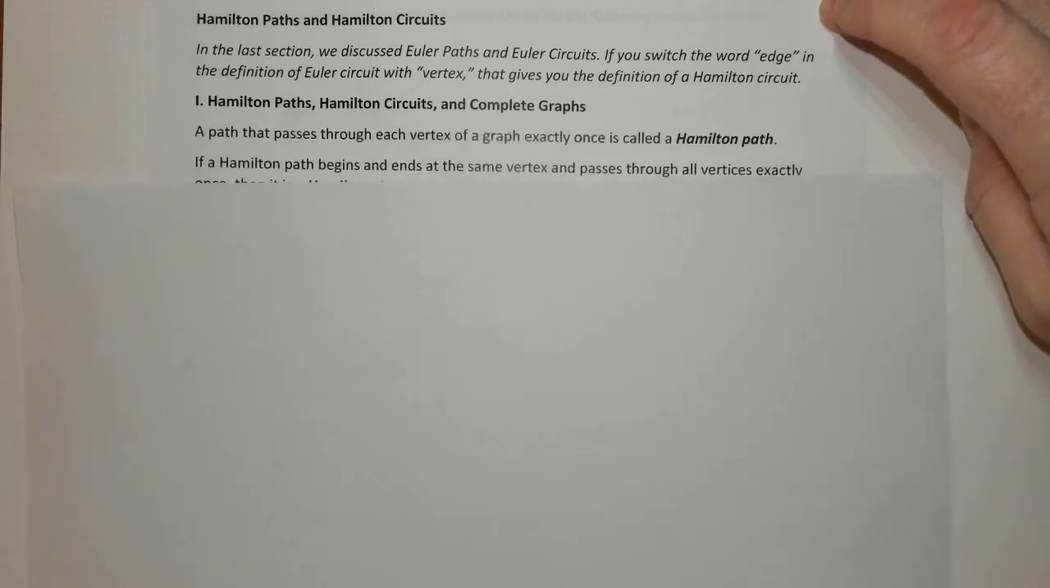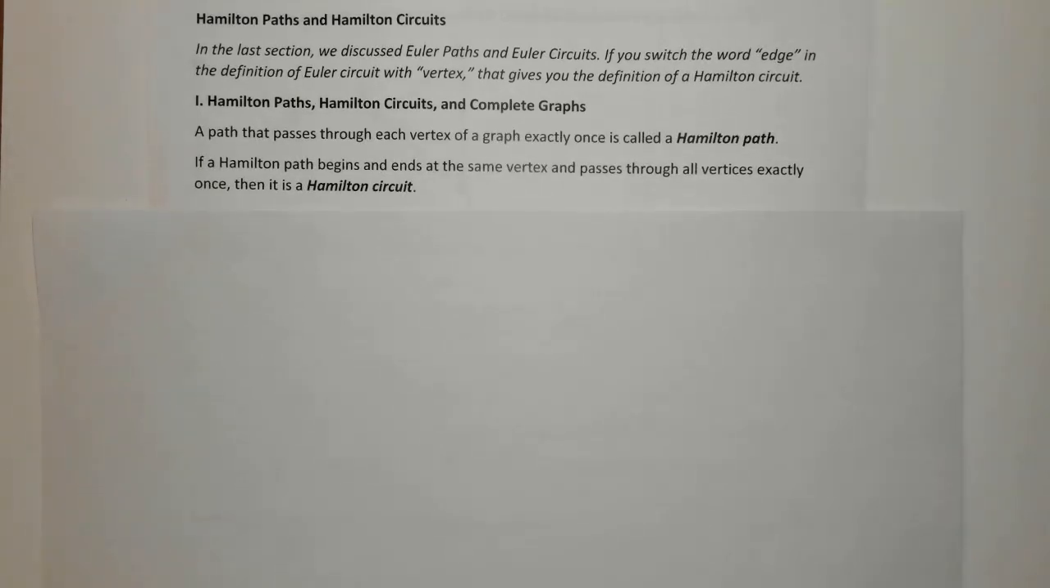All right, let's talk about Hamilton paths and Hamilton circuits. Previously, we discussed Euler paths and Euler circuits. If you switch the word edge in the definition of Euler circuit with vertex, that gives you the definition of a Hamilton circuit. So, a path that passes through each vertex of a graph exactly once is a Hamilton path. And then if you have a Hamilton path that ends at the same vertex you start with, that's a Hamilton circuit.